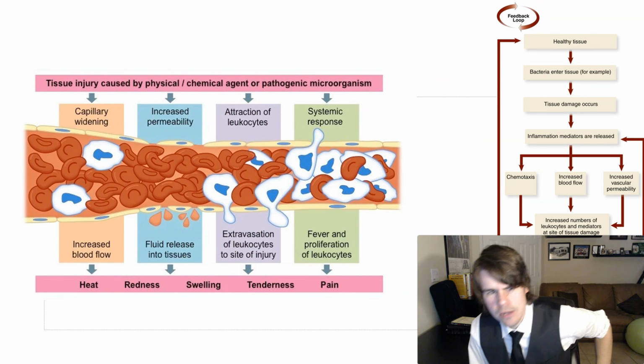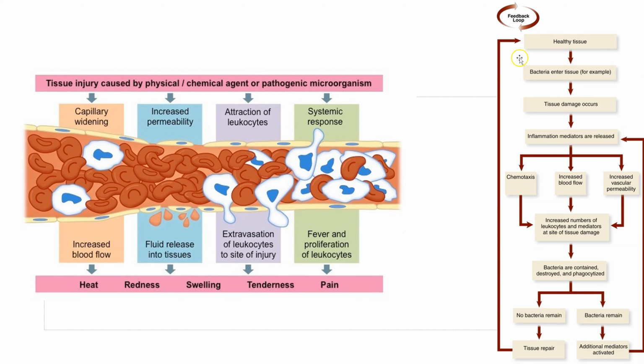I'll take away the webcam here to help you understand this feedback loop. When tissue injury is caused by a physical or chemical agent or microorganism, the capillaries widen, there's increased permeability, which means there's leakage, increased ability for cells to get where they need to go, attraction of white blood cells, and a systemic response. So what happens is that you have these symptoms: heat, redness, swelling, tenderness, and pain. I'm sure you've all felt these symptoms when you've been inflamed, whether from a cut or an injury, or maybe you just feel this way internally sometimes.